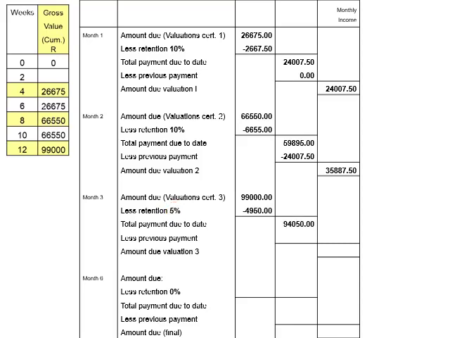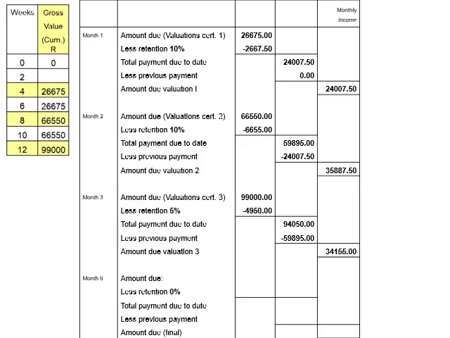The total payment due to date, is calculated as, 94,050 Rand. By deducting 59,895 Rand, which is the previous cumulative payments, obtained from month 2, will result in the amount due for valuation 3, calculated as 34,155 Rand.